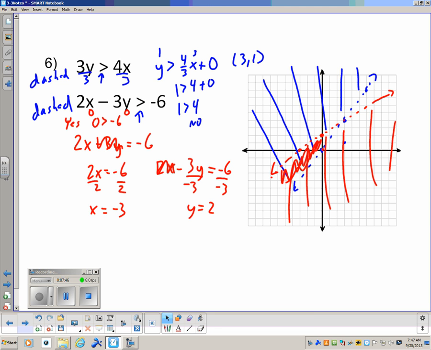So now we have graphed out all 6 of our inequalities there, so continue to work at those.